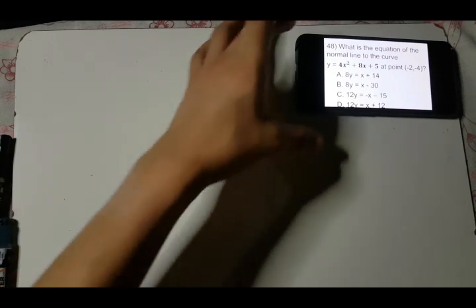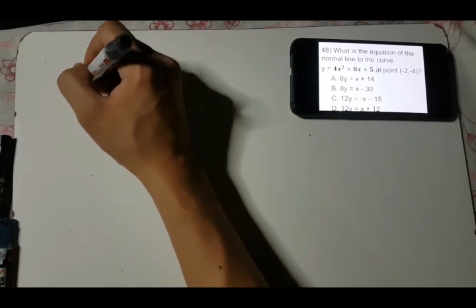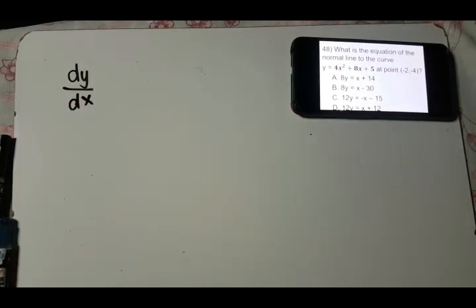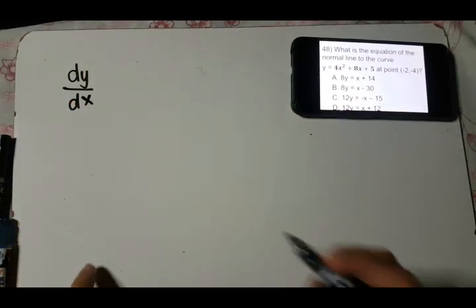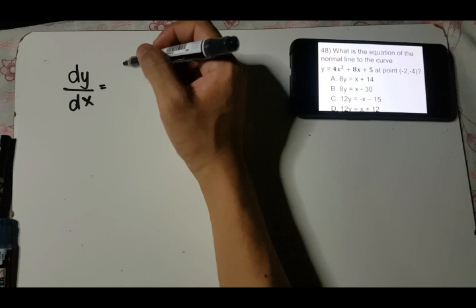Next question. What is the equation of the normal line to the curve y is equal to 4x squared plus 8x plus 5 at point (-2, -4)? So, the first step nyo rito is to get the slope, or the slope of the tangent line. Paano ba natin makukuha yung slope of the tangent line? Naalala nyo po ba yung concept ni derivatives? So, dy over dx. Kapag sinubstitute natin yung value ni x sa given nating equation, after natin makuha yung derivatives, makukuha po natin yung slope of the tangent line.